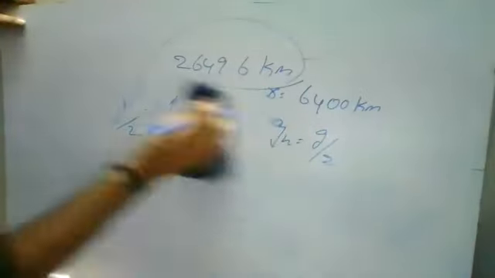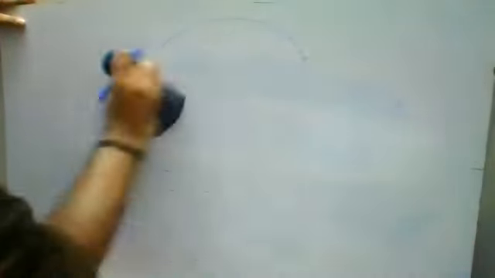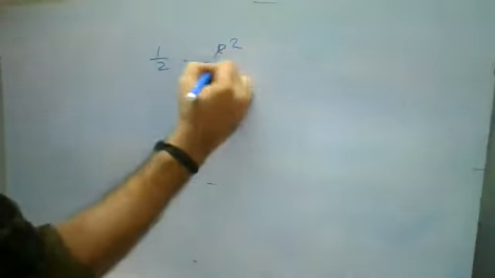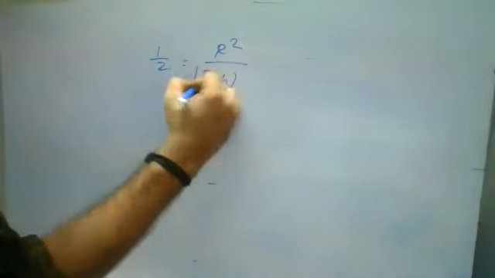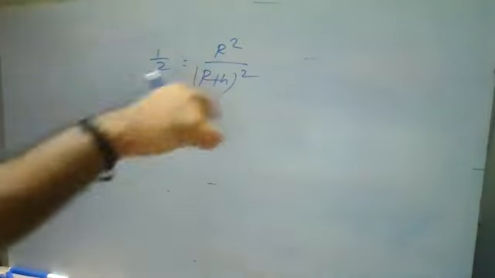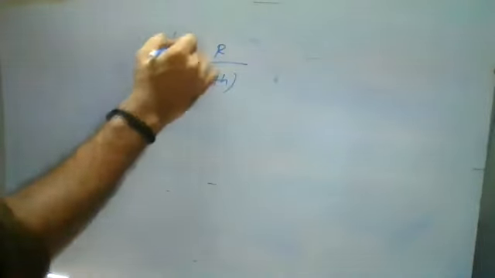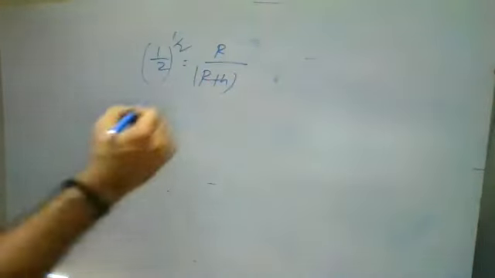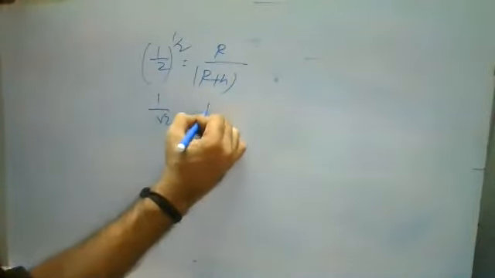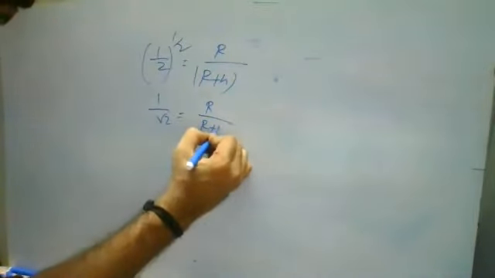Okay. Now, so in the relation eppadi edukkrena, so it is 1 by 2 is equal to r square by r plus h whole square. Okay, square terms irukku. I'll remove the square terms. Now, in the side shift பண்ணும்போது it is power 1 by 2. Okay, so it is 1 by root 2 is equal to r by r plus h.